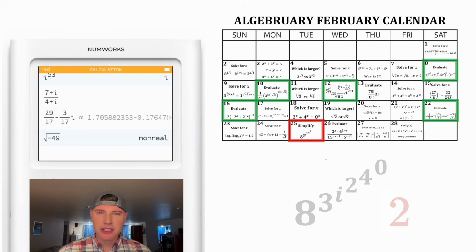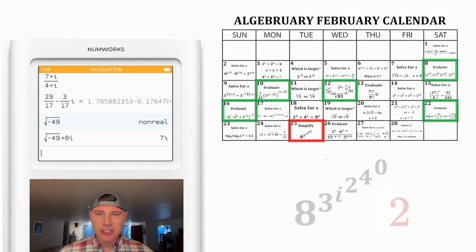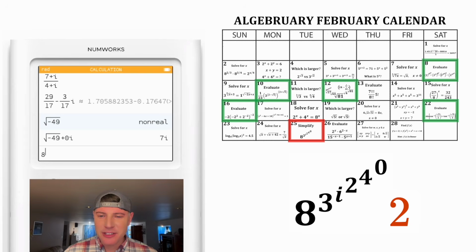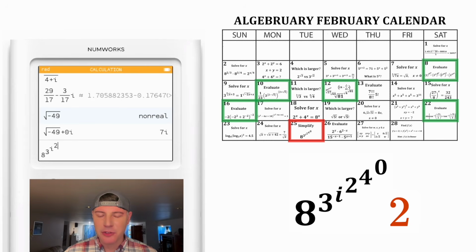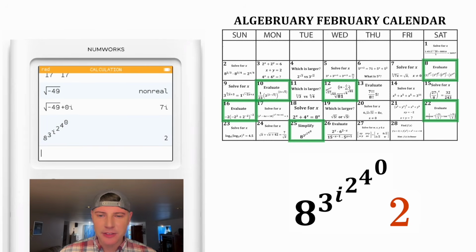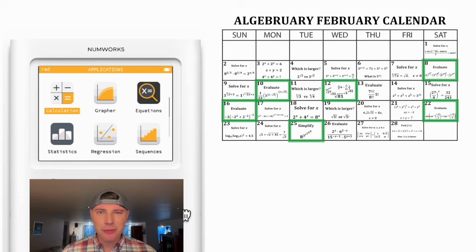I wonder if there's a way we can tell it it's a complex number. What if we just say square root of -49 plus 0i? So now I'm telling it, hey, this is a complex number. And it gives us 7i. That's really cool. So this plus 0i is a little hack to switch from real mode to complex mode. I wonder if I discovered something or if that was the intention all along. So now let's do this power tower. 8 to the power of 3 to the power of i to the power of 2 to the power of 4 to the power of 0. And that is the right answer. So the calculation app works really well.